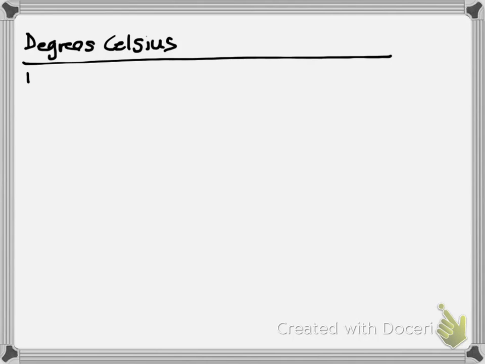Okay, so let me give you some information. This comes about temperature for two different systems. Our system and everybody else's system. So we use Fahrenheit and the rest of the world uses Celsius. So we have degrees Celsius. So degrees is that little circle that we use next to our numbers in temperature. So Celsius, it's an S. And we're going to compare it to degrees Fahrenheit.